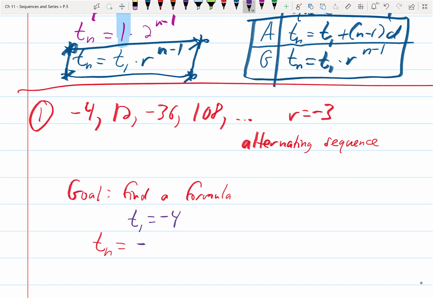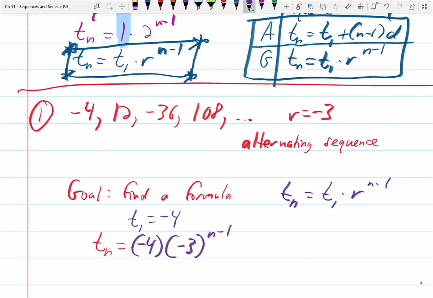-4. So t of n is equal to -4 times r to the n minus 1. Remember, the general formula is t of n is equal to t of 1 times r to the n minus 1. So -4 times -3 to the n minus 1. I cannot multiply the -4 and the -3 together, because they do not have the same exponent. They're different.